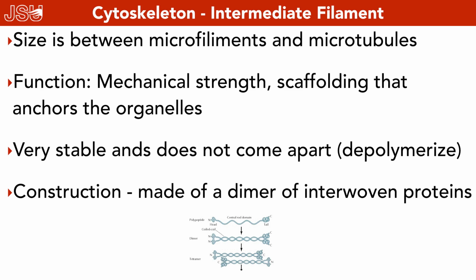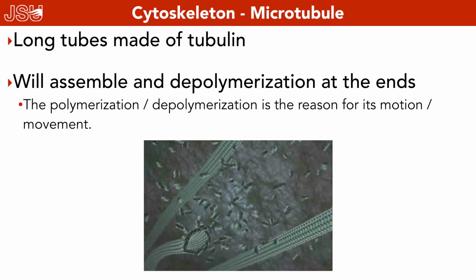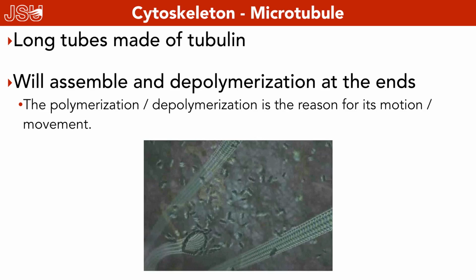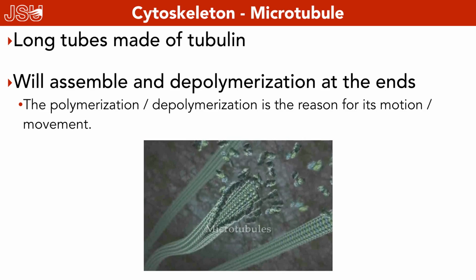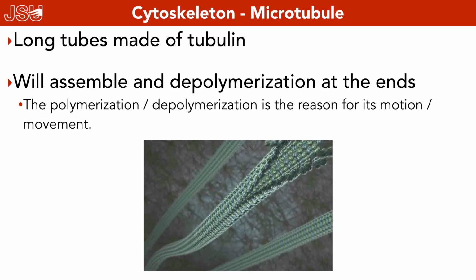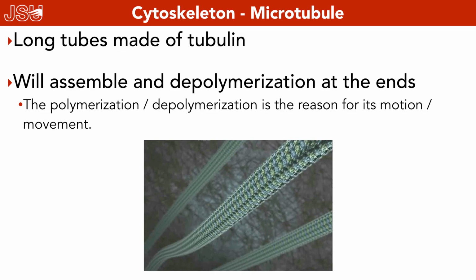Okay, and what's the last one we're going to talk about? What's the last one? The largest one. Microtubules. Microtubules, these are made of something called tubulin. And tubulin will polymerize or depolymerize at the end. So what we're showing here, if you see that on the corner left, we have a tube. It's literally like a tube. And they will come together and polymerize.